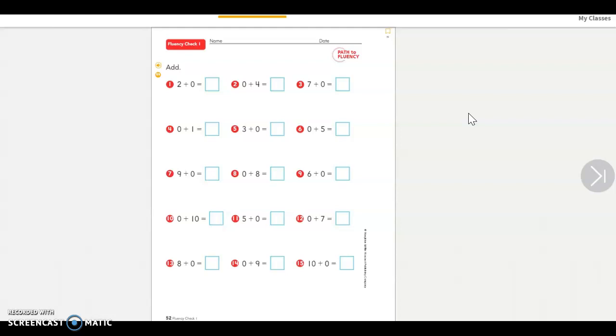And it shouldn't take you very long because I noticed that we're adding with 0. Remember, this will be turned in when we come back to school, and this will be part of the grade book. So do your very best work. Make sure you're writing nice and neat so I can read it. And I look forward to seeing how you do. Thanks, first grade.